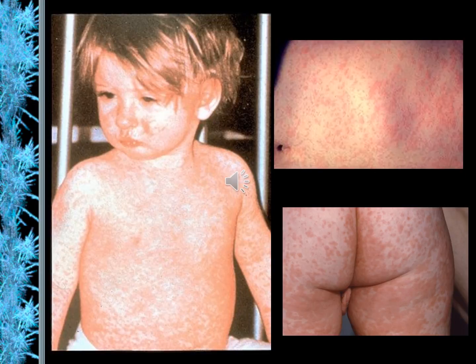So this is what the rash looks like for rubeola as opposed to rubella. But the rubeola rash does start head to bottom, and the buttocks rash usually appears the third day.